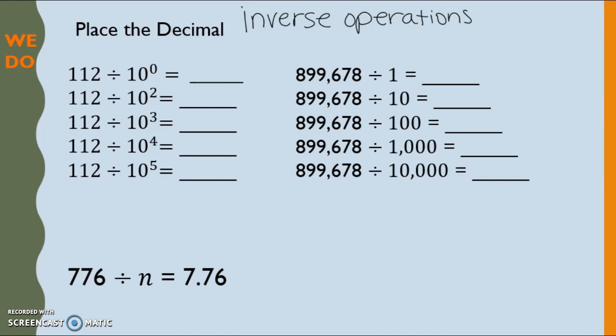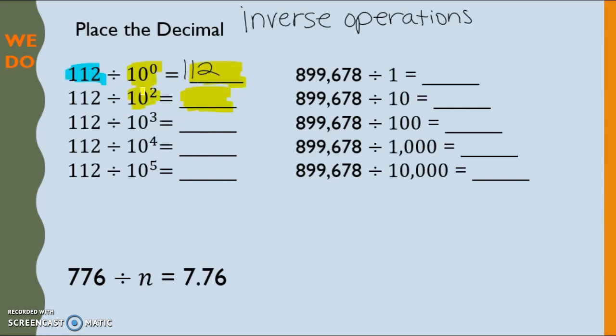So, some number here times 10 to the 0 power equals 112. I wonder what that number would be. Well, of course, we're multiplying by 1. So the quotient is 112. Now we have 112 divided by 10 to the second power equals blank. Well, what number times 10 to the second power equals 112?